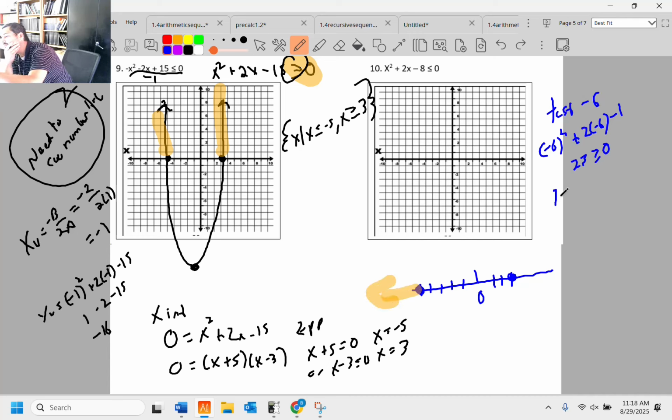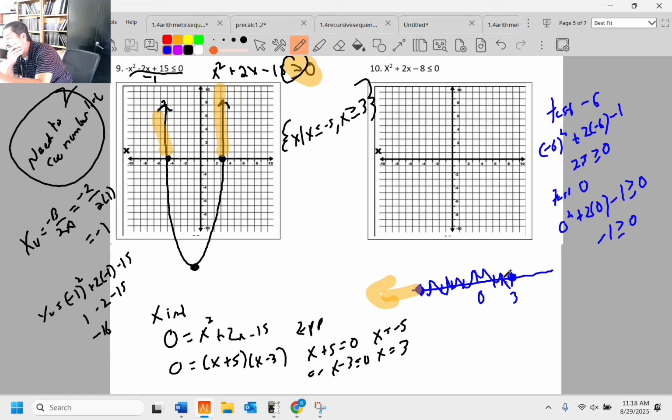I'm going to test a 0. So 0 squared plus twice a 0 minus a 1 bigger than or equal to 0. And that is not true because -1 is less than. So I don't get to accept anything in the middle. This is just junk. Doesn't matter.